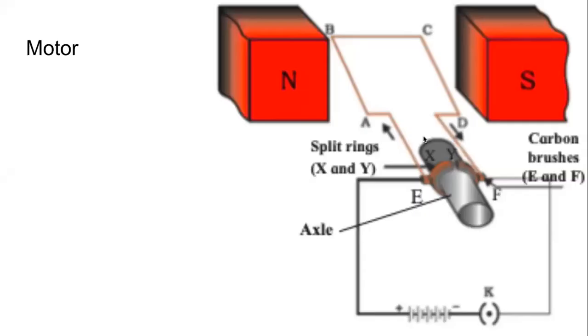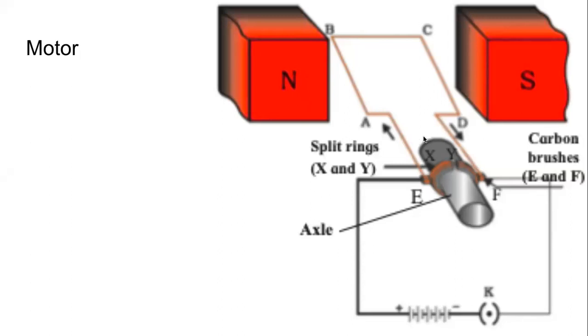John, for us to use the motor with alternating current, what we need to change is, instead of the split rings, we need the conducting rings, the full rings, the slip rings. And yes, he is right. We need one more change. Now, from two halves of the split ring, we need two full rings.